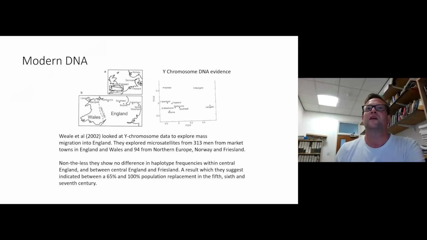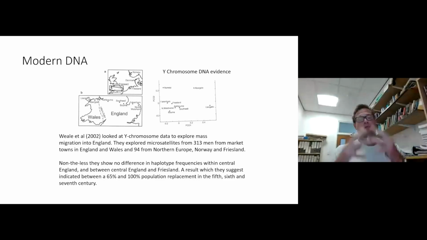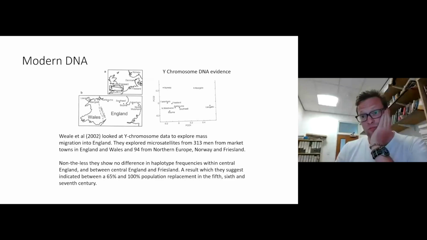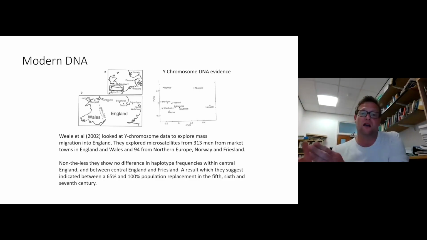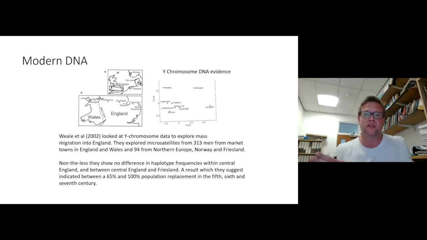Okay. So given that the ancient DNA failed numbers of times, people like UCL team, Weale et al., Thomas et al. started to try and use modern DNA to look at population histories and try and see if we can extrapolate from Y chromosomes, that's the chromosome that is only found in men, if you can see a mass migration event at some point in the past, in the early medieval period.